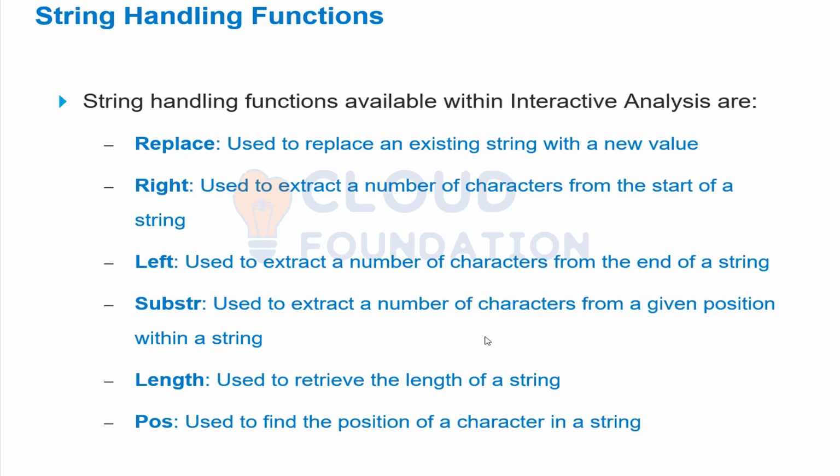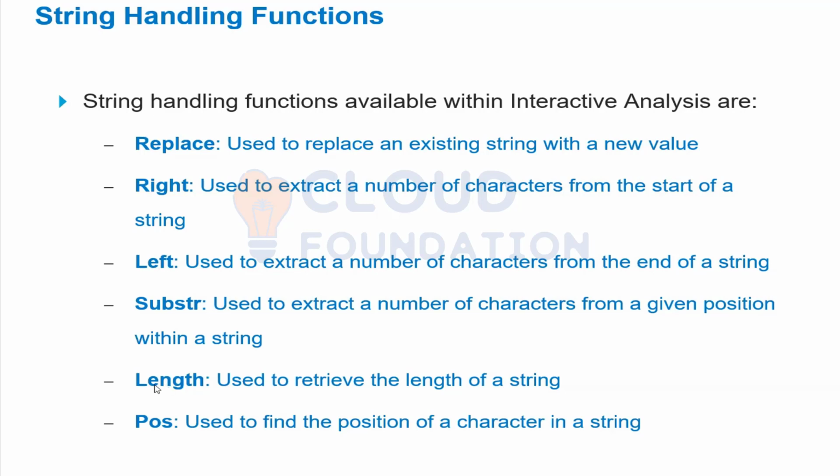If we want to extract some number of characters from a given position, like from position 3 we need 5 characters from a particular string. Like if you see Cloudfoundation as a string, and from that we want to extract the 4th to 8th character, in that scenario we have to use substring. But if you want to extract only the first 5 characters, that is Cloud, then we can use right. If you want the last 8 or 9 characters, Foundation, we have to use left.